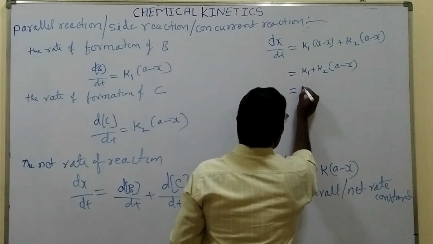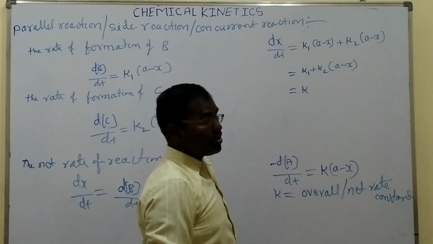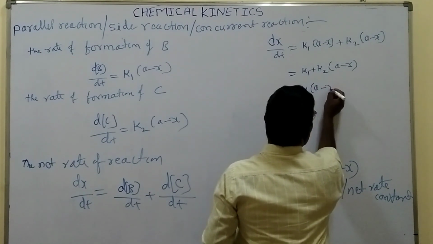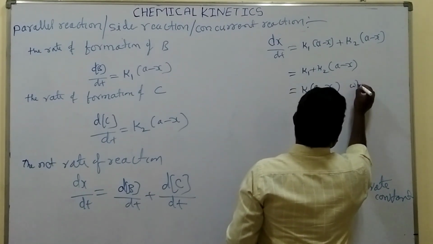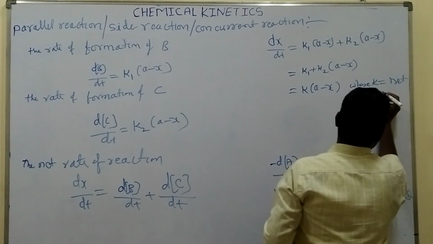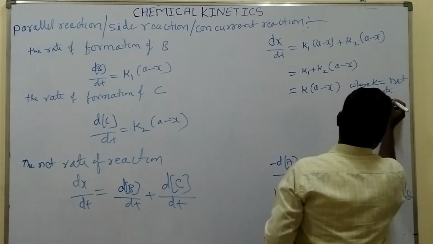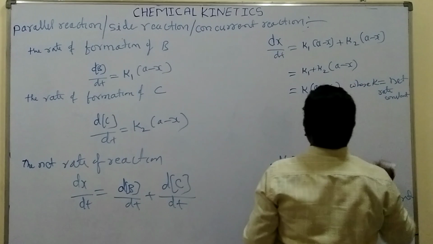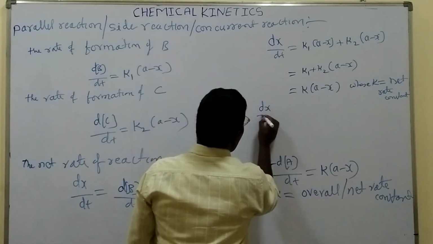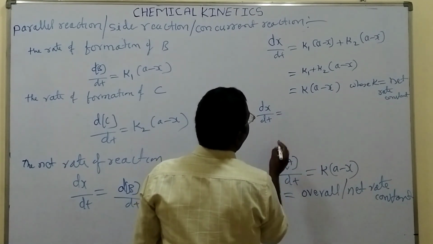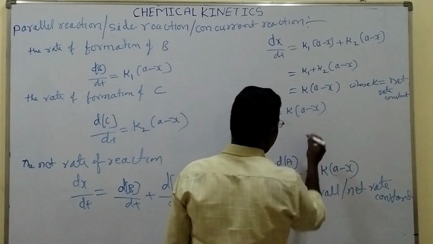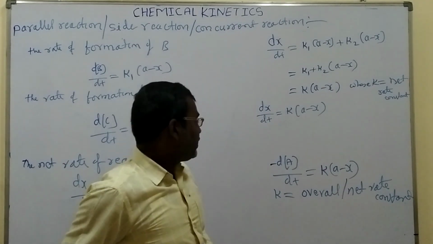And it is again replaced by the k. So k is the overall rate constant, k into a minus x, where k is equal to the net rate constant. Therefore, overall, dx by dt is equal to k into a minus x.